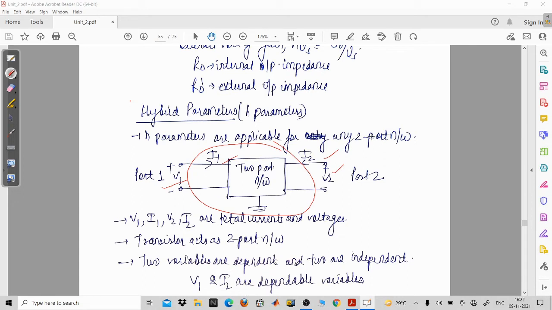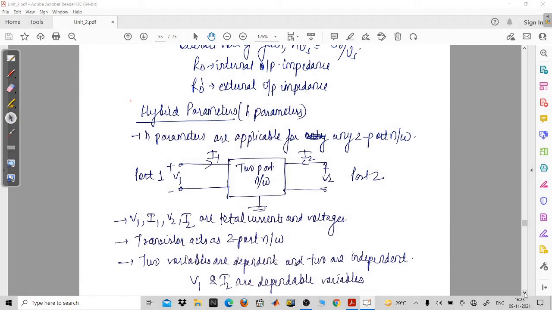Now, you can see here, we will always write the equations in terms of the voltage V1 and current I2. So, V1 will be a function of I1 and V2, because we are going to write the V1 in terms of these variables. Now, similarly, I2 can be written. It is a function of I1 and the V2. So, if you are writing the expression in terms of the variables, it means that these two variables are the dependent variables. And this I1 and V2, they are independent variables. So now we will try to understand the dependency and the independency.